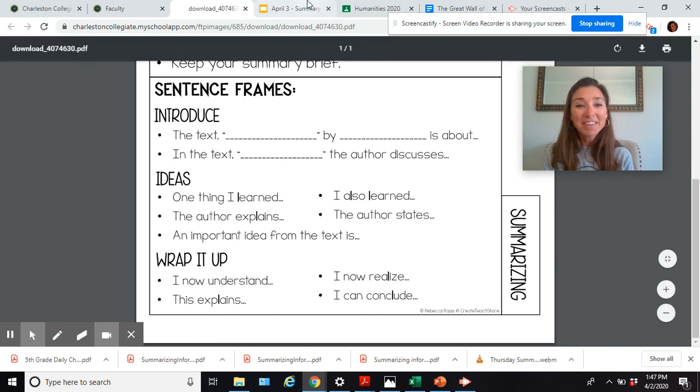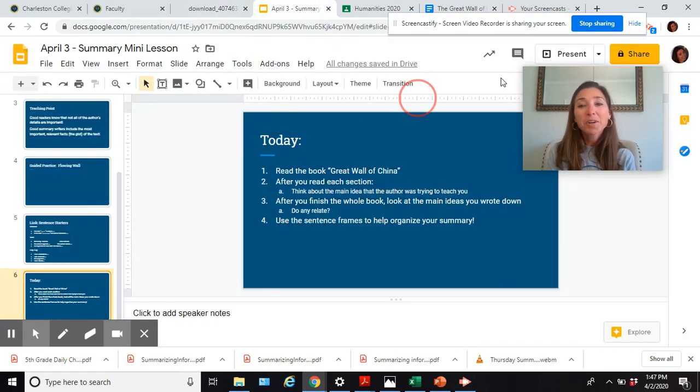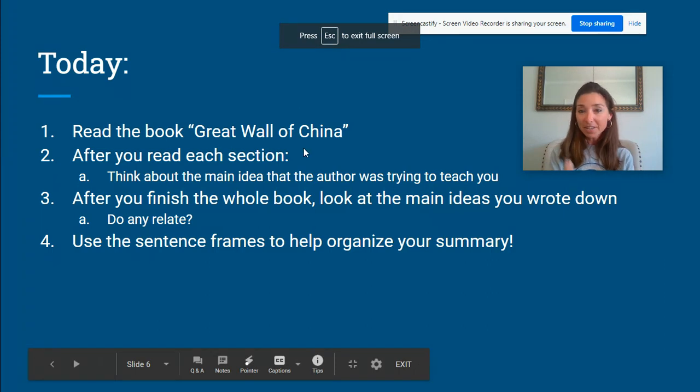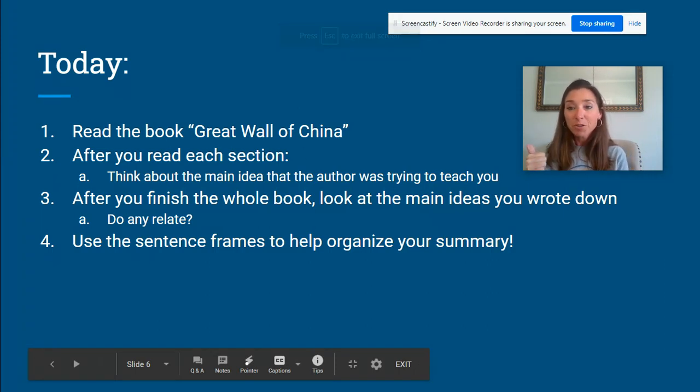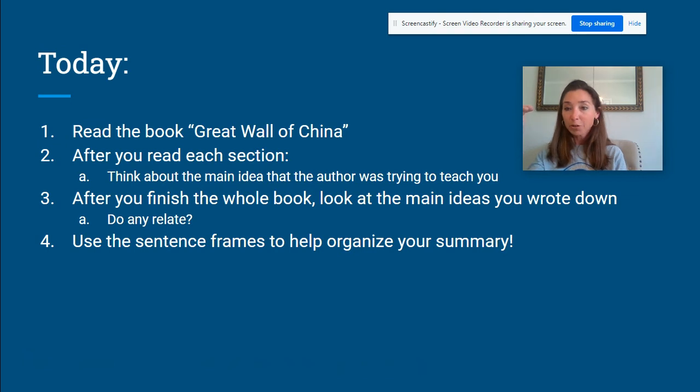Okay, so very quickly, just to run down, you are going to read the book, Great Wall of China. If you want to keep your notes in the Google Doc, you're also going to title the document, Great Wall of China. Read each section, think about the main ideas that the author was trying to teach you. After you finish the whole book, think of how the main ideas might relate to one another. And then use the sentence frames to help organize your summary. And then once your summary is written, please share it with me because I can't wait to see it.